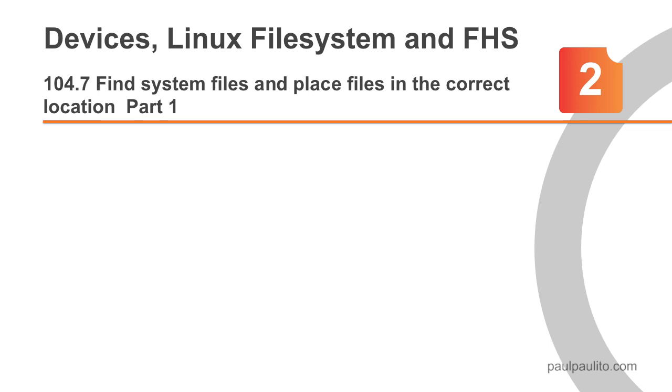System, and file system hierarchy standard. 104.7 Find system files and place files in the correct location, Part 1. To find and place a file in the correct location on your system, you first have to know a little bit about the standard directory structure of the Linux file system hierarchy standard, or FHS.